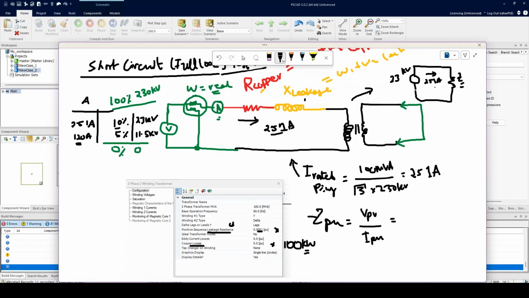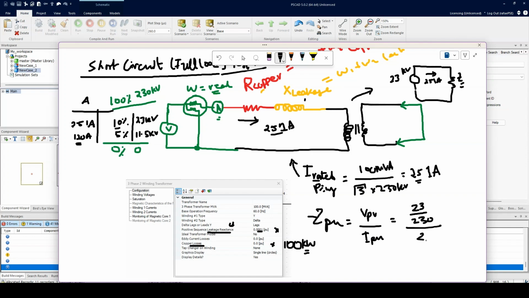So what is my voltage per unit in this test setup? All I have is 23 kV, so voltage per unit is voltage real divided by the base voltage, which is 230. 23 divided by 230 is 10%, so 0.10. But what about I per unit? We already talked about this: I rated is equal to 251.